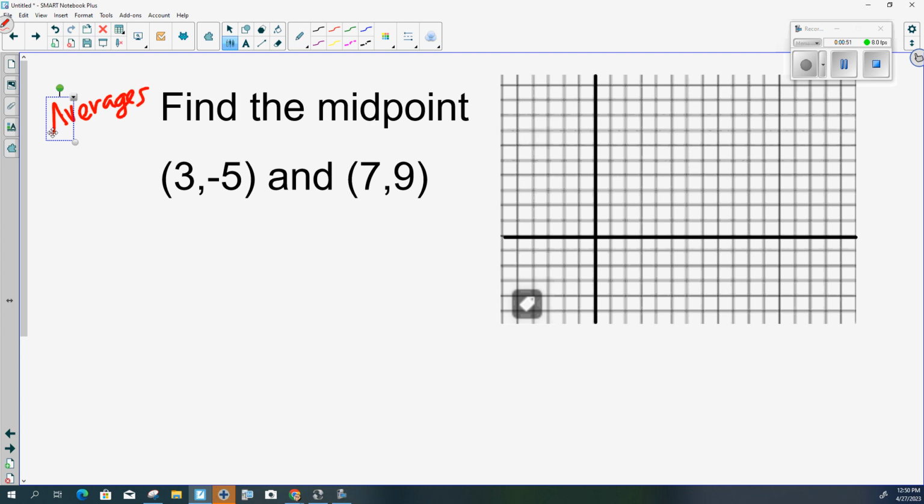Hey, where did you come from, little box? So I'm going to add up the x's and divide them by 2 because there's just 2 x values. That'll give me my x value. And to get my y value, I'm going to add up my y's and divide them by 2.